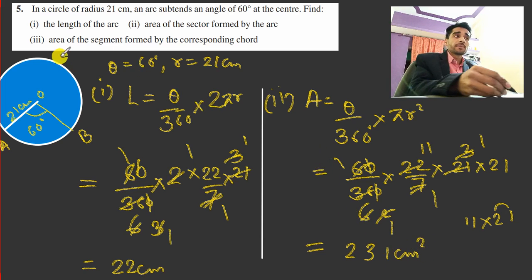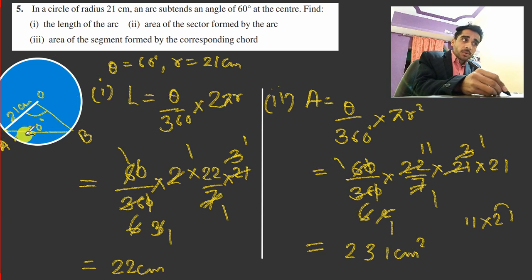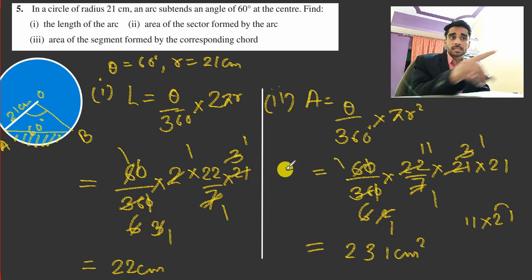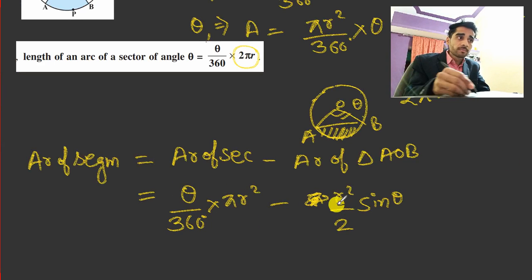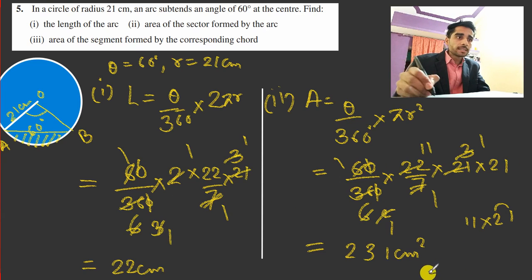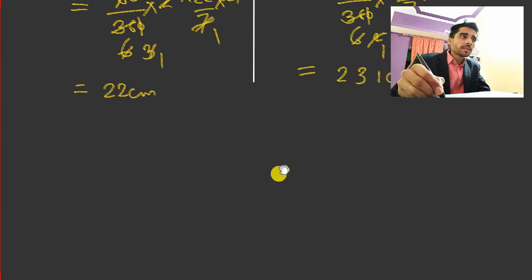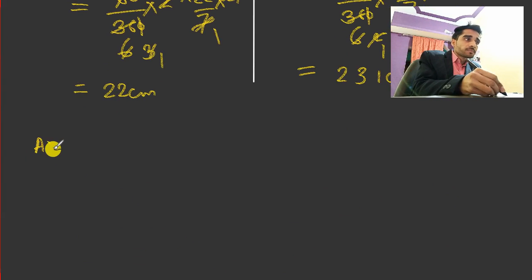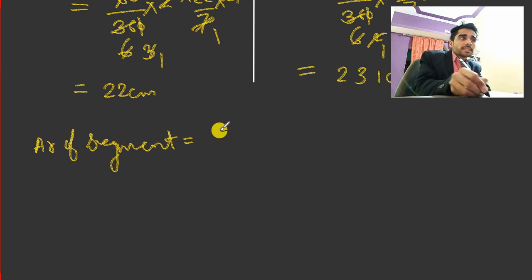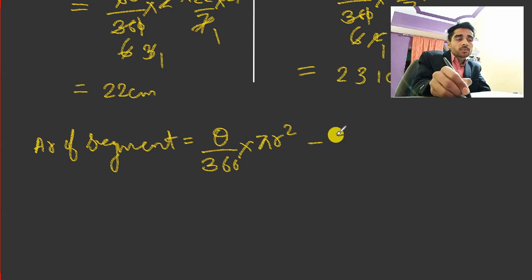This is the area. Now next is the area of the segment. Segment means if we draw a chord like this, okay, and this shaded portion, we will find out with the help of the formula which I have discussed in the previous slide. Let's find out the area of the segment. Area of segment is equal to theta upon 360 degree into pi r square minus r square sin theta upon 2.